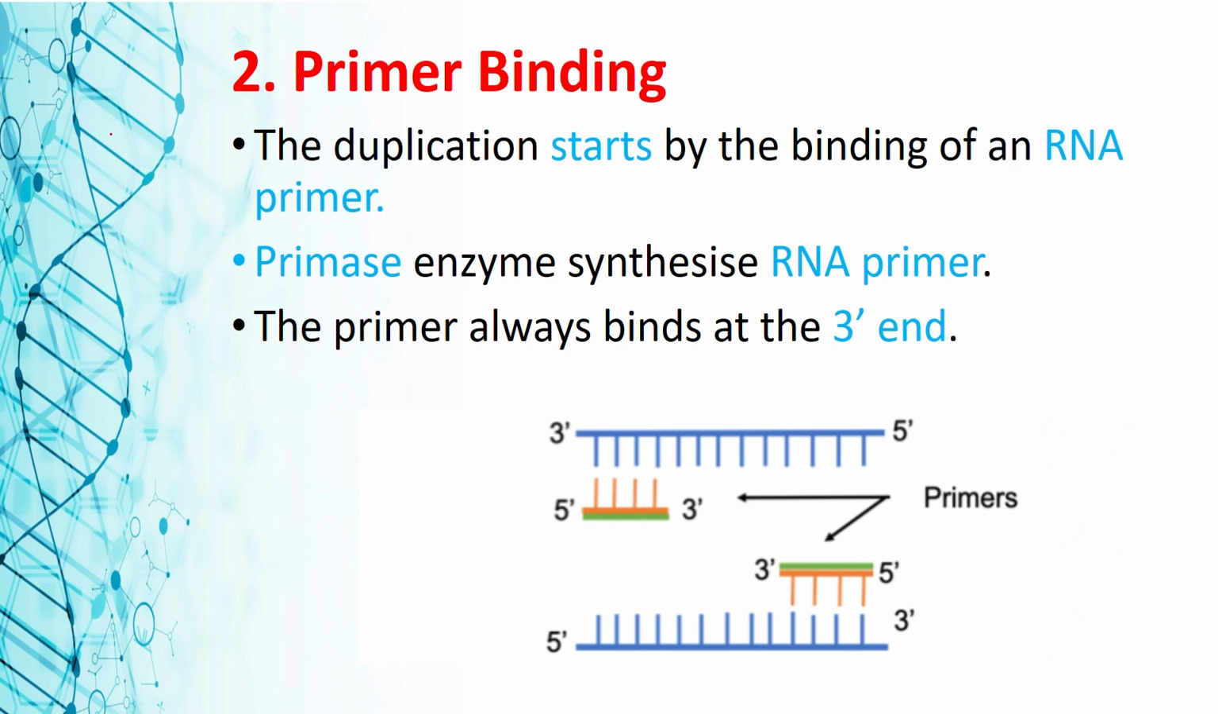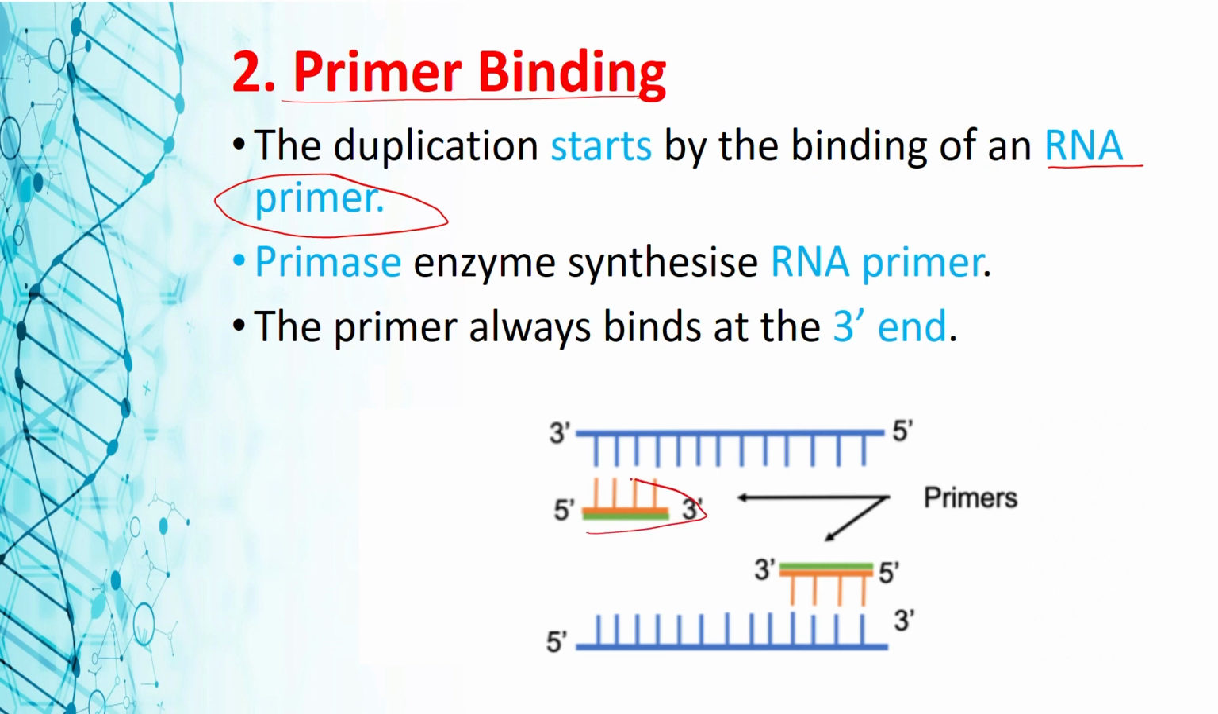Now you can see the second step, that is primer binding. Yes, the duplication starts by the binding of an RNA primer. Primer by the word means a starter. It helps in the starting of the particular process, that is replication. RNA primer is an RNA coding sequence. The RNA primer will come and bind onto the unwound DNA strand, and from here the duplication starts. Wherever the primer comes and binds, from there the duplication starts. So this is a primer sequence.